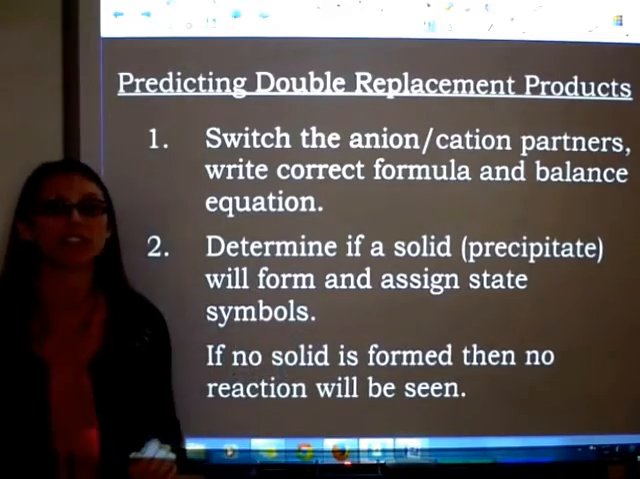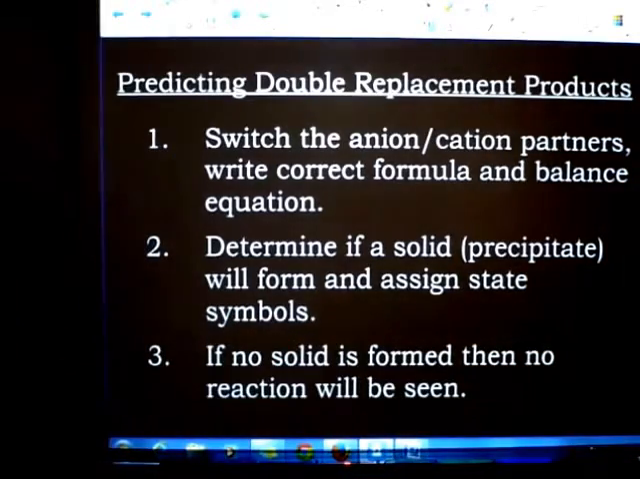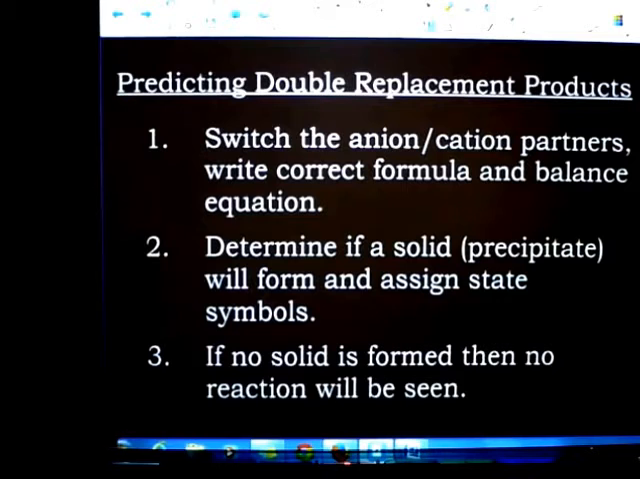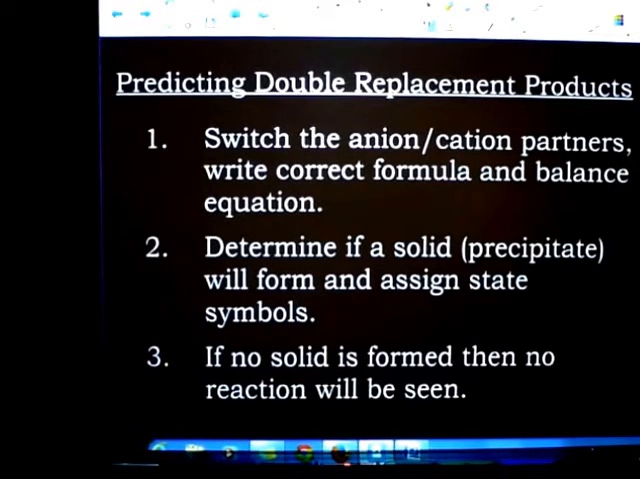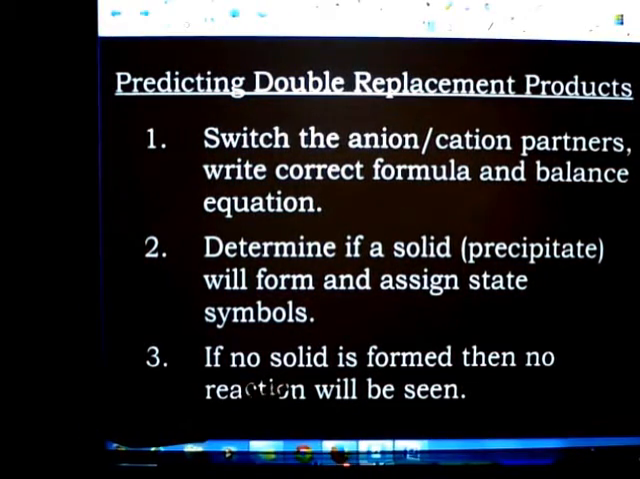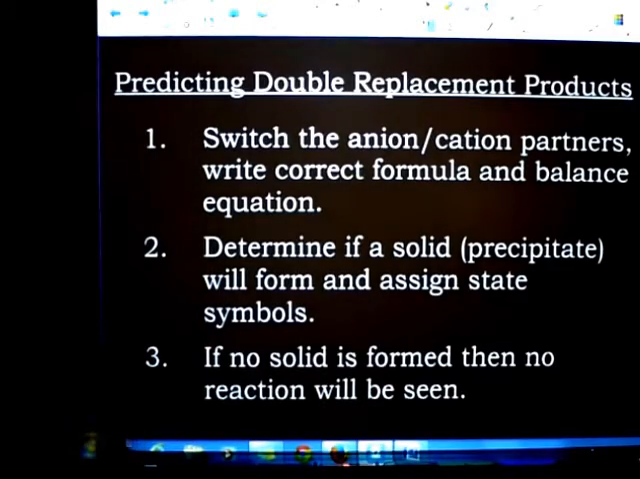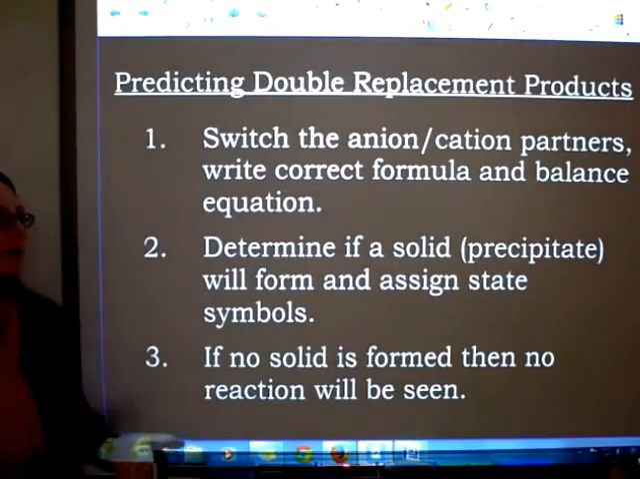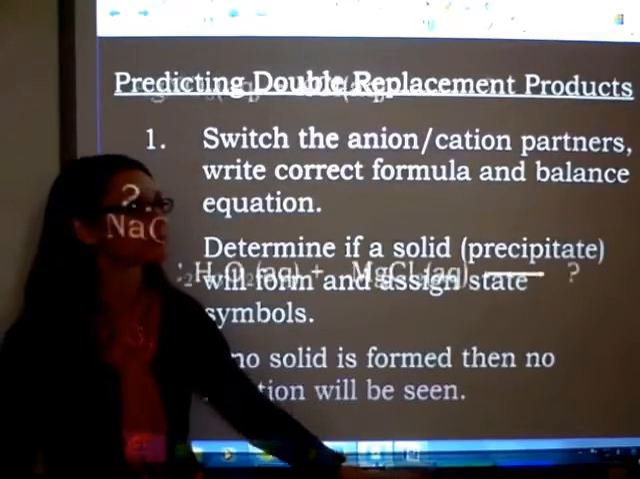Once we have our equation in hand, we're going to use the solubility chart that I gave you in class to determine if a solid will form or a precipitate will form. And we'll assign state symbols from that. Keeping in mind that if we don't form a solid for one of our products, then we don't observe a reaction, and we say that no reaction occurs when those chemicals mix.